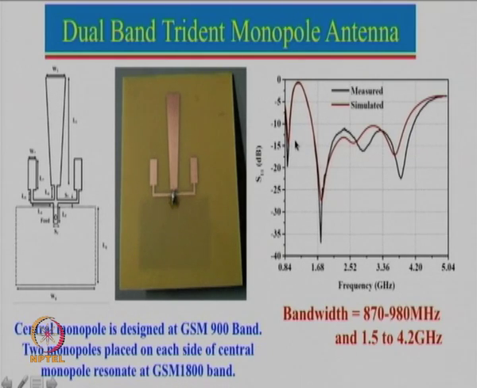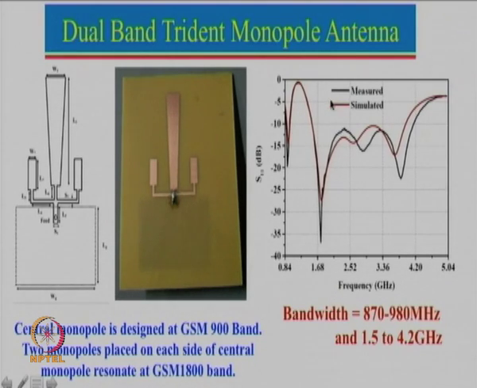So one can actually see that at 900 megahertz our requirement was from 890 to 960, and we got 20 megahertz extra on this side and 20 megahertz extra on the other side, which is a good thing to do when you are doing the design. And you can see that the measured and simulated results are matching pretty well.